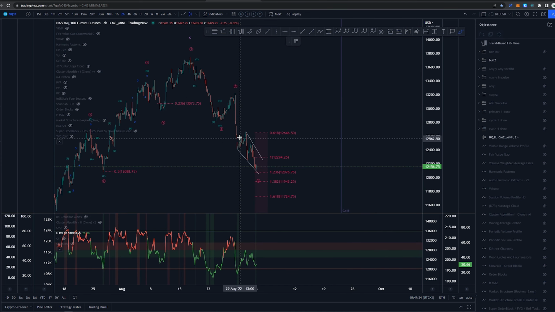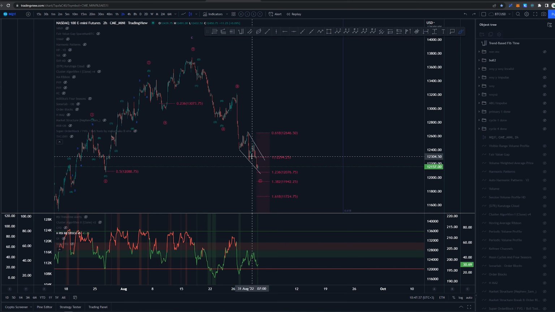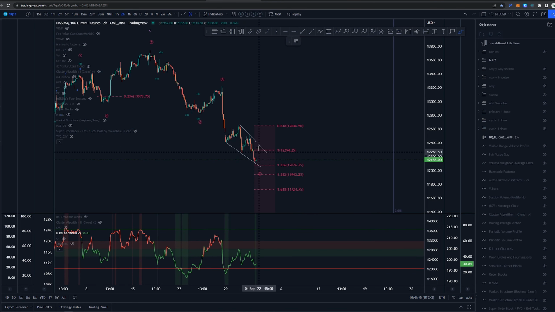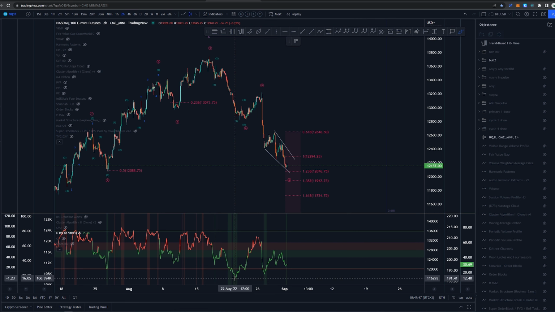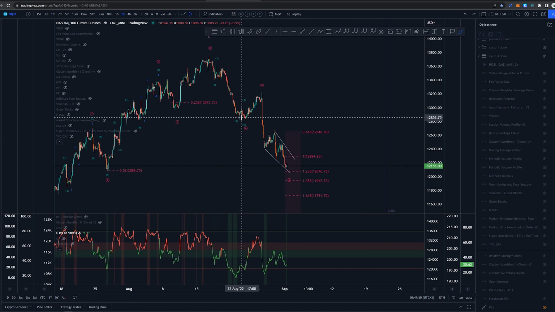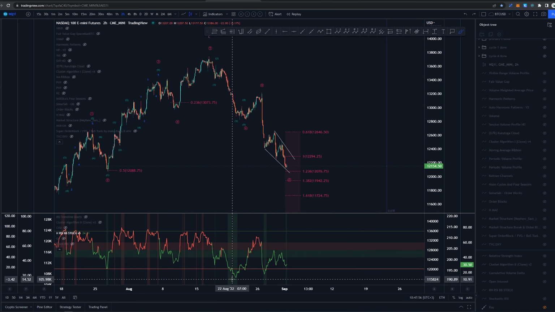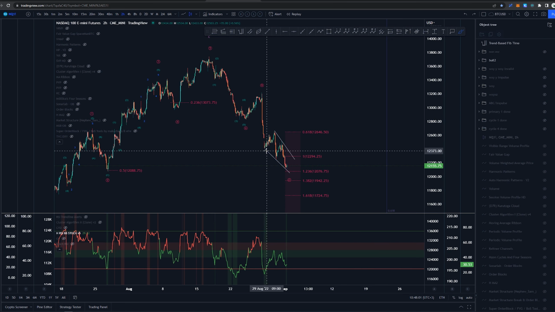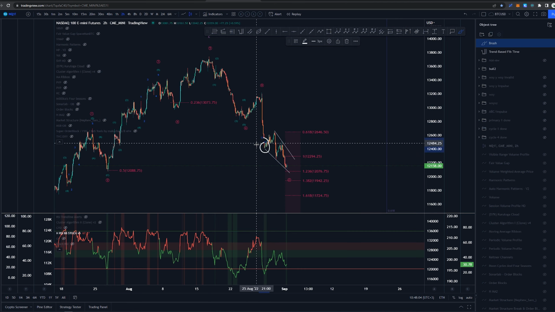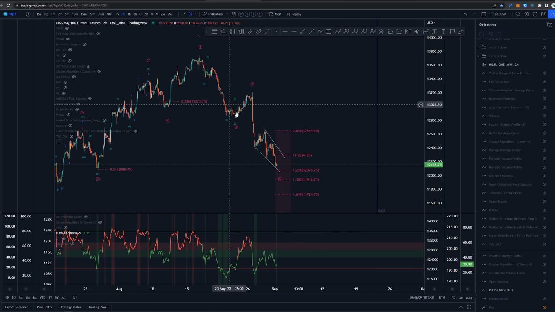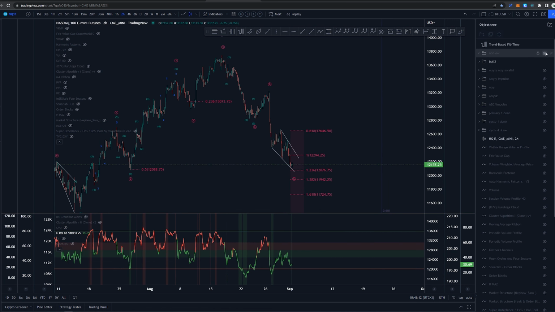Shout out to Cohen who noticed this possible ending diagonal here, and yeah, it looks very good. It looks better than the structures I had there, so this makes a bit more sense to me. Now overall we do have this divergence happening between the end of A here and also between the A and C, and the third and third, or the first here, because it is a leading or ending diagonal with the largest amount of momentum behind it, so that's why we're getting that divergence here. So yeah, this definitely looks very good to take a long setup here.